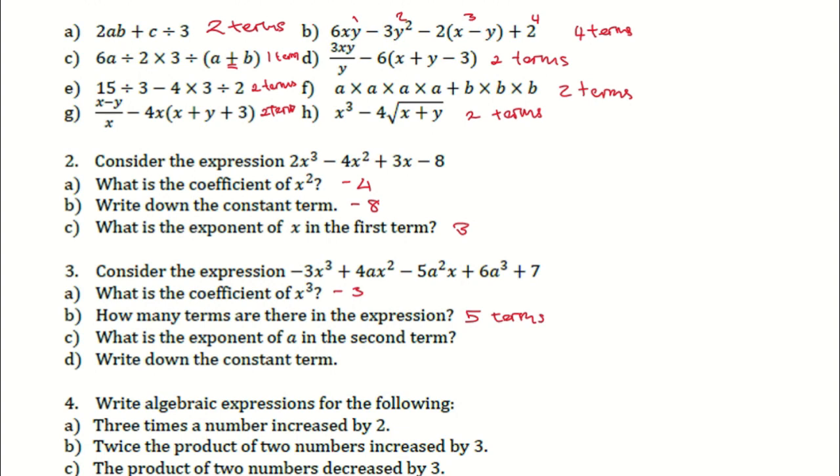What is the exponent of a in the second term? So a actually has an invisible exponent of 1. It's a to the power of 1. Then they ask you to write down the constant term. Now, a constant term is a term that doesn't consist of any variables, right? So that means the constant term right there is plus 7, or you could just write down the number 7 there for yourself.